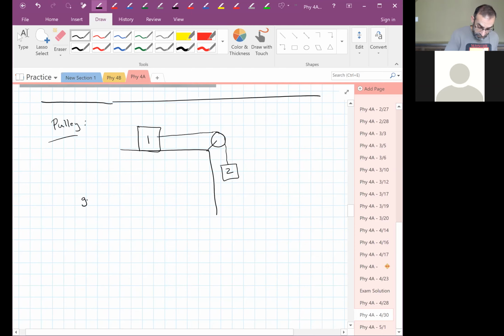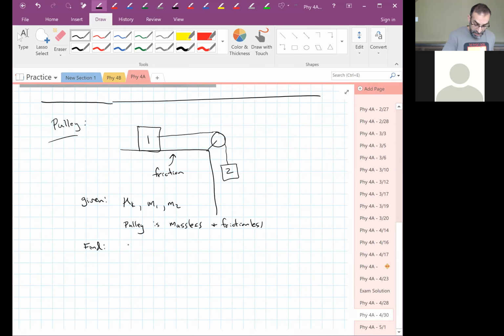So given some friction coefficient, the masses, and the fact that that pulley is massless and frictionless, we're going to find the tension in the rope and the acceleration.